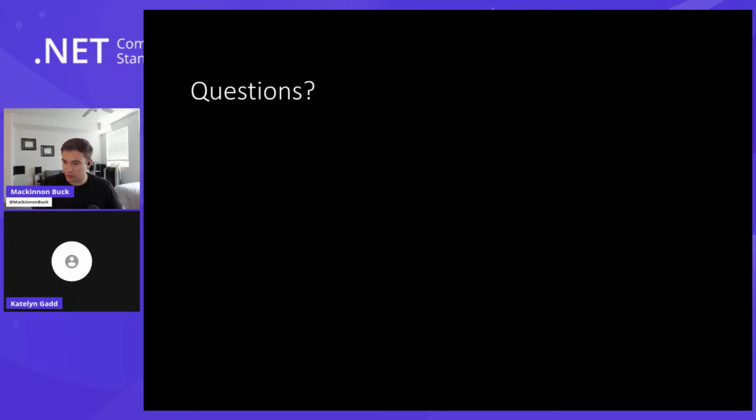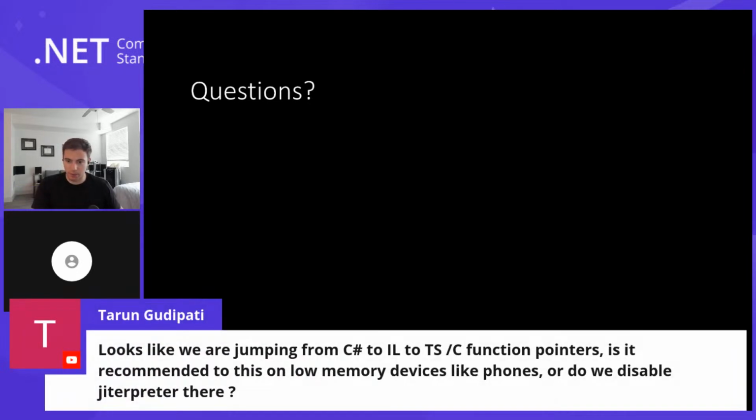So yeah, I'll go through some of the questions that people have left. One commenter is wondering if there'd be any reason to disable the Jiterpreter on low-memory devices like phones. They mentioned the jumping between IL and TypeScript and C function pointers.